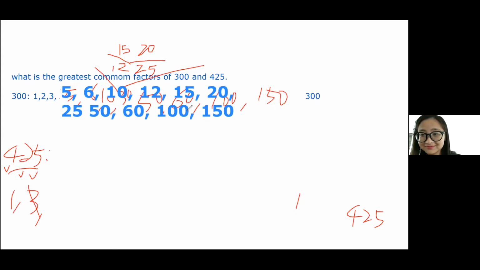The last 2 digits, this is 25, because 25 cannot divide by 4. So this whole number cannot divide by 4. So 4 is not an option, okay? So do we try 5? Yes.